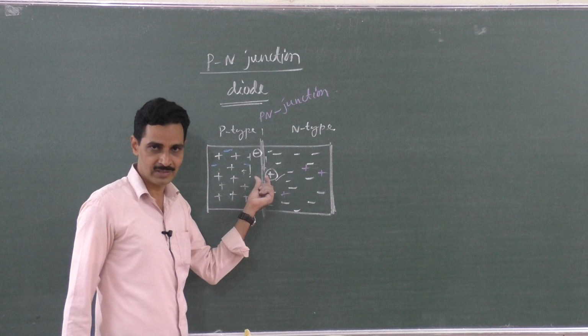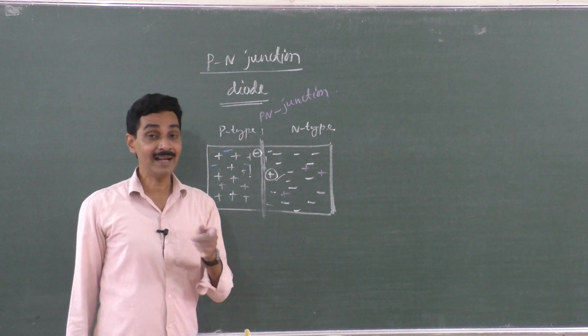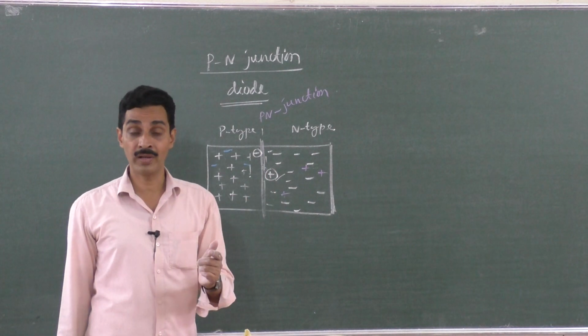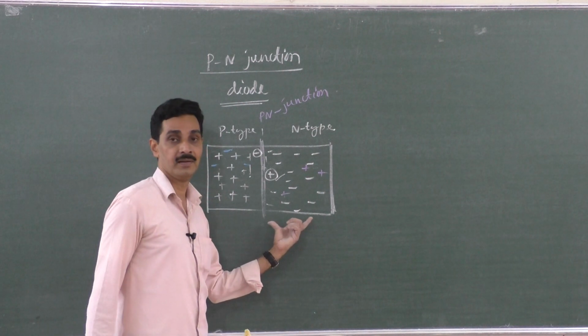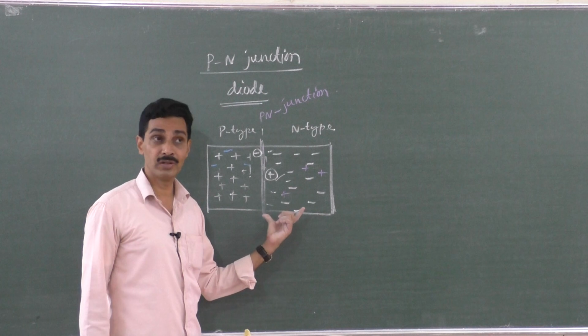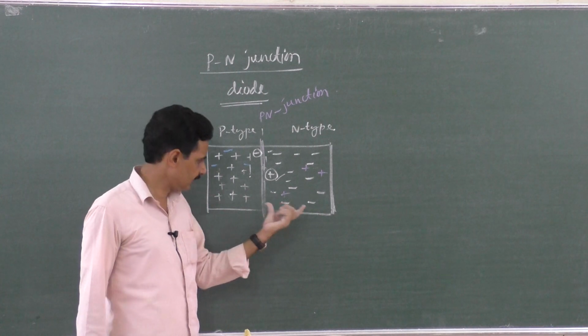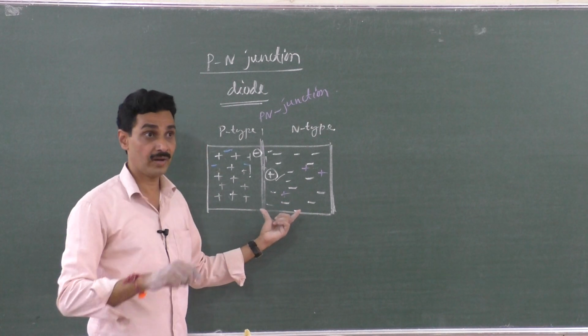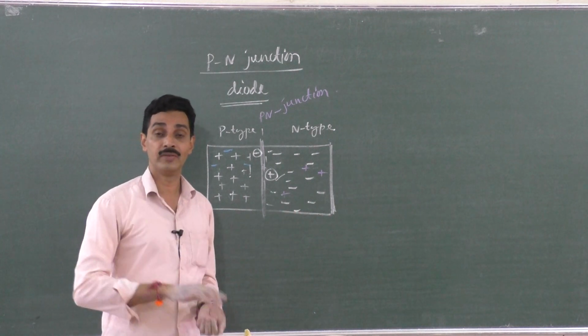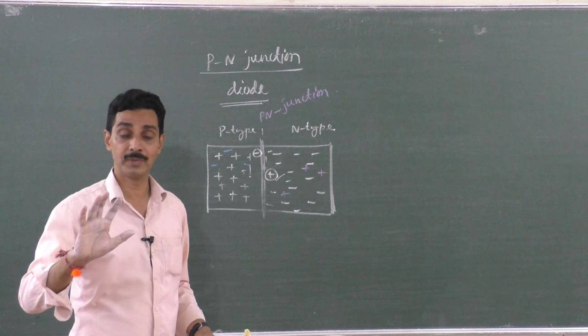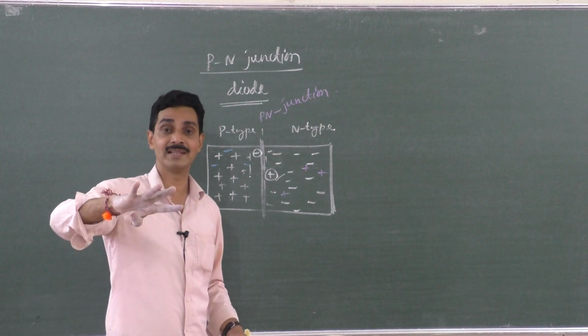Did you get this? Why is it so? Because that electron, even though it was not forming any bond, was there within this material. That 5th electron, even though it was not engaging in any bond, was there in this N-type material. That is what we were saying. The N-type semiconductor was neutral. Even though phosphorus has 5 valence electrons, they were not all engaging in the bond, only 4 were engaging in the bond.